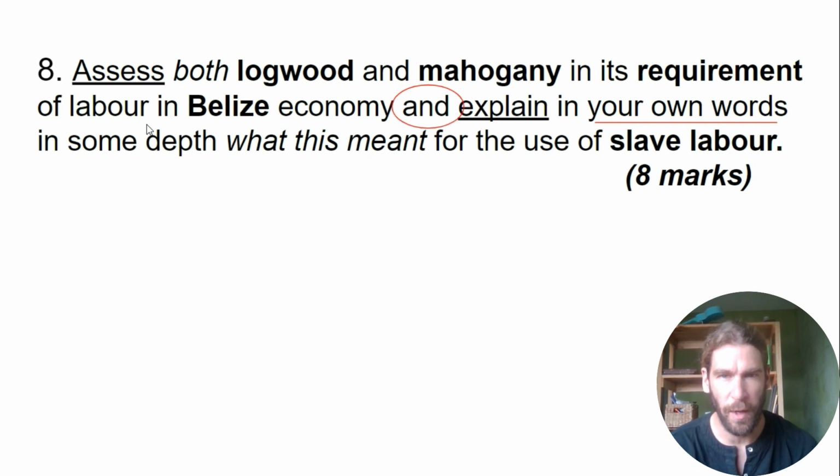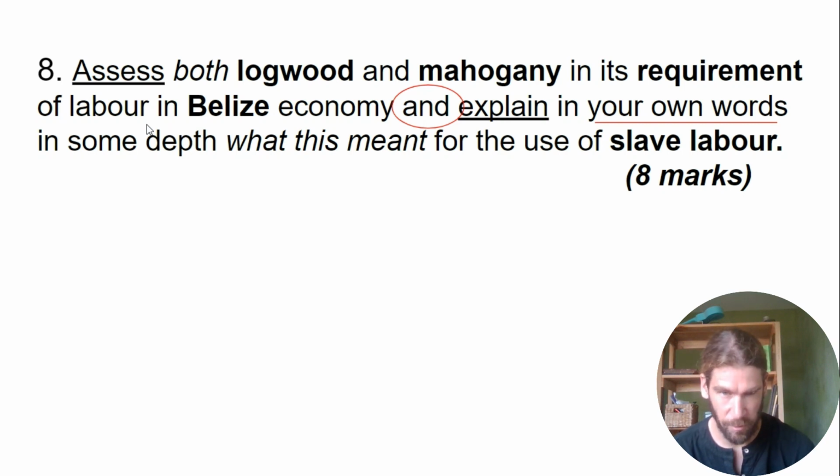Let's look at goal 8. Assess means looking at it: is it good, is it bad, what is the advantage, what is its disadvantage. So assess both logwood and mahogany in its requirement of labor in the Belize economy, and explain in your own words in some depth what this meant for the use of slave labor.